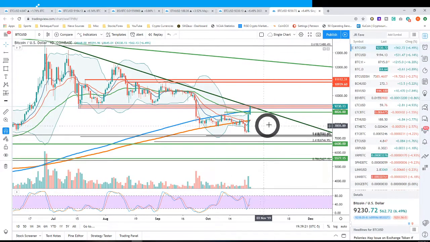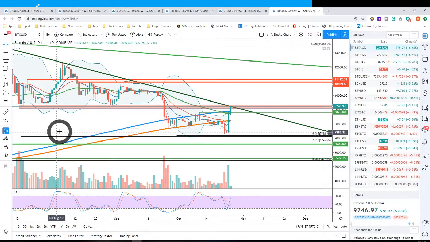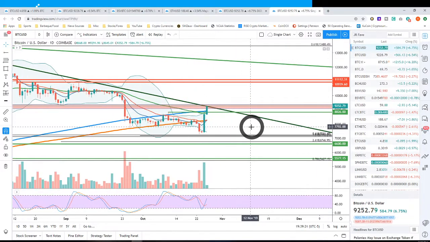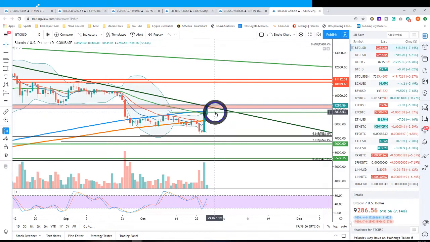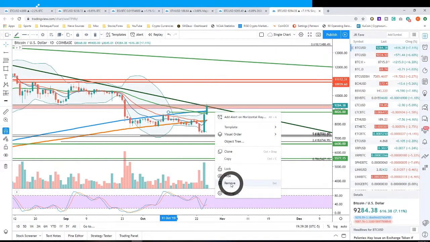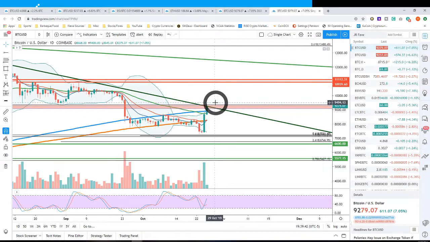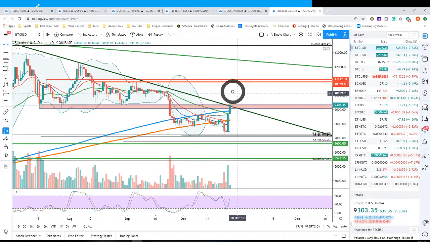Oh, here we go. Boom. Booyah. Oh, shorts are getting creamed right now. All right, I'm going to take that line out. It's broke that, so I'm going to take that out. And look where it's kind of pausing. It's pausing right at that little area. Let's see if we can break through.